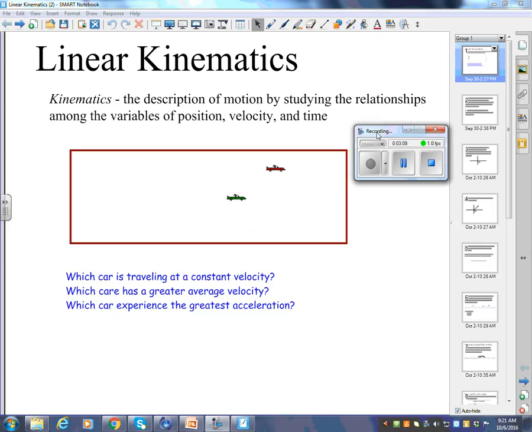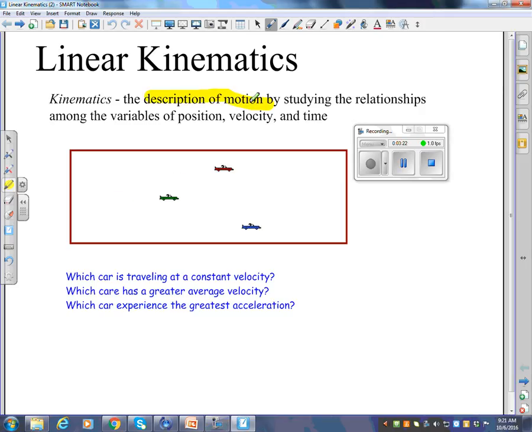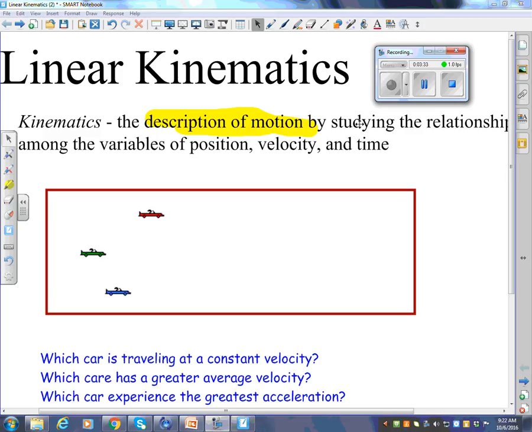So basically, what we were just talking about, part 2, expanded a little bit here. Linear kinematics. Kinematics is the description of motion by studying the relationships among the variables of position, velocity, and time. We defined kinematics before basically as the description of motion, so this is an expanded definition. You've written down the definition for linear kinematics. Let's have a look at this little animation that's up on the board here. Obviously, you don't have it on your paper.